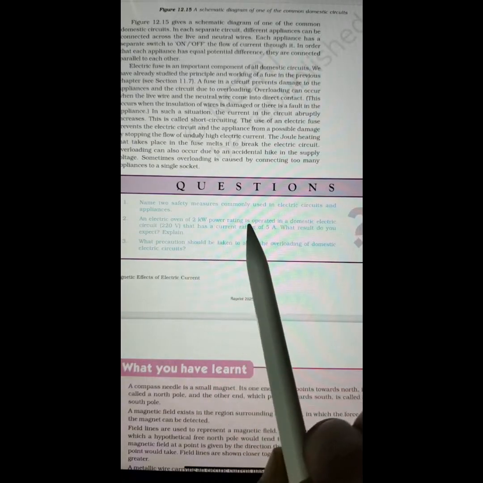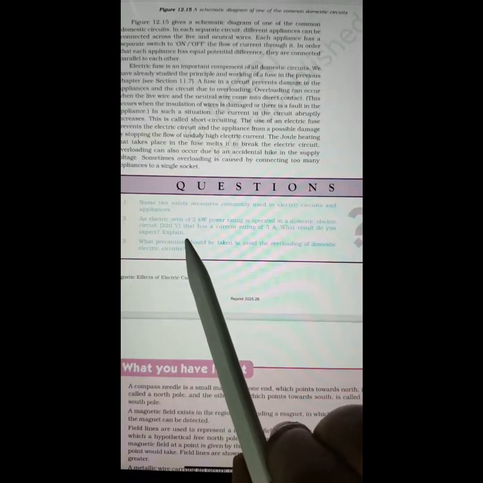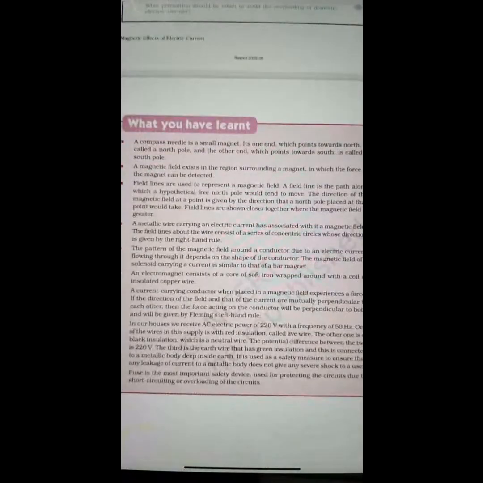In-text question 1: Name two safety measures commonly used in electric circuits and appliances. 2. An electric oven of 2 kilowatt power rating is operated in a domestic electric circuit, 220 volt, that has a current rating of 5 ampere. What result do you expect? Explain. 3. What precautions should be taken to avoid the overloading of domestic electric circuits?